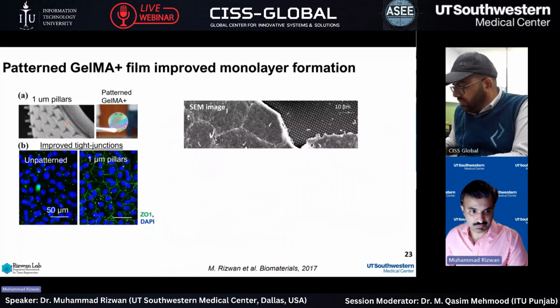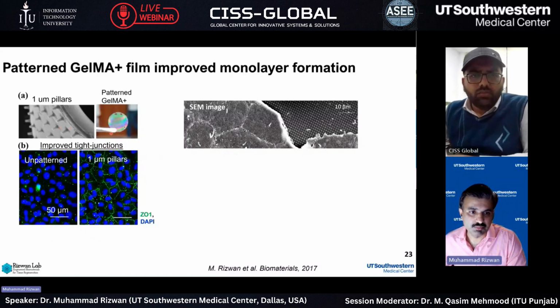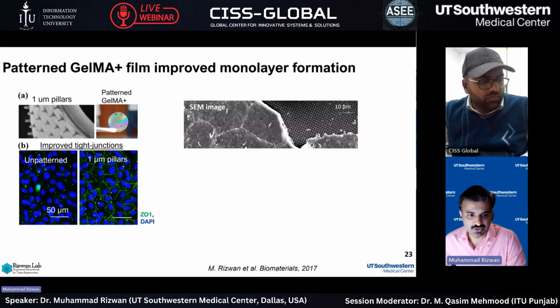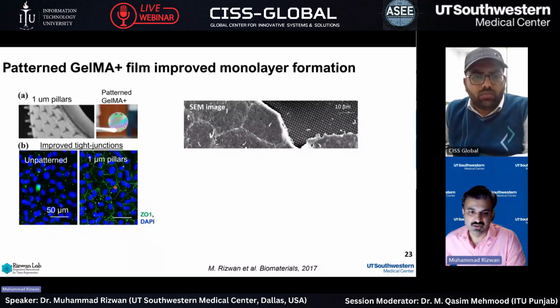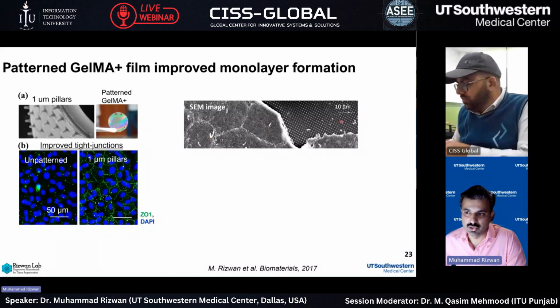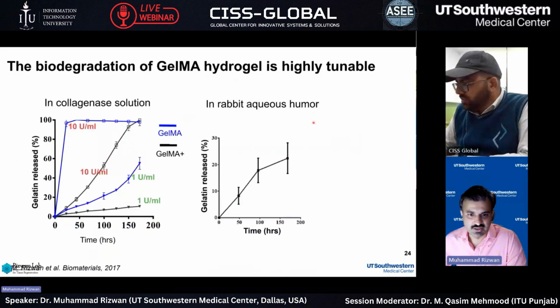Then, because we knew that certain types of patterns can really improve cell functions, we created those 1 micron pillar structures on this really soft hydrogel film, relatively soft compared to a silicon wafer, for example, or a quartz surface. So when we grew cells on these patterned GelMA Plus films, they were able to grow very nicely. They could express the proteins that we were expecting them to express. This, for example, shows an SEM image of this polygonal cell sheet growing on a hydrogel film with patterns.